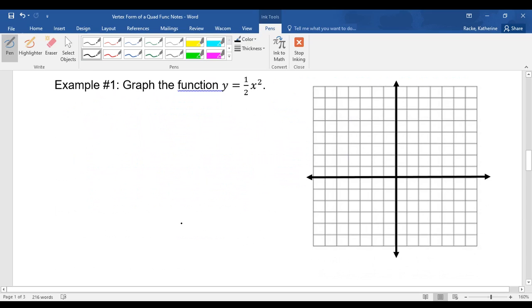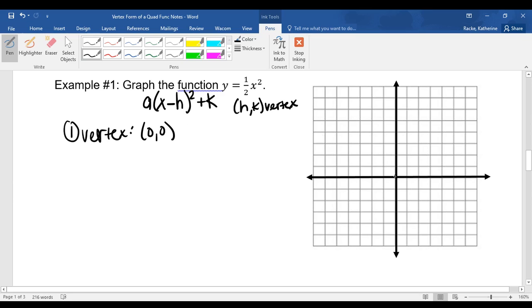So example 1, graph the function y equals 1/2 x squared. So let's write down what our vertex form is. A parentheses x minus h squared plus k. Remember h and k are the vertex. So now what we need to do, that means our vertex is 0, 0, because there is no h value and there is no k value. So vertex 0, 0. So we could go ahead and plot that point because that's where we know the vertex is.